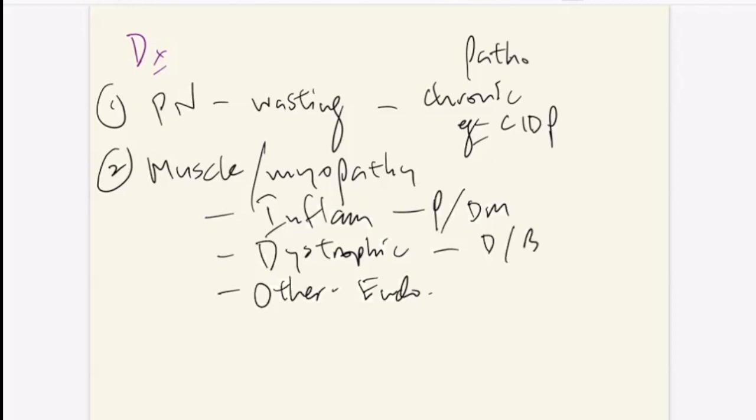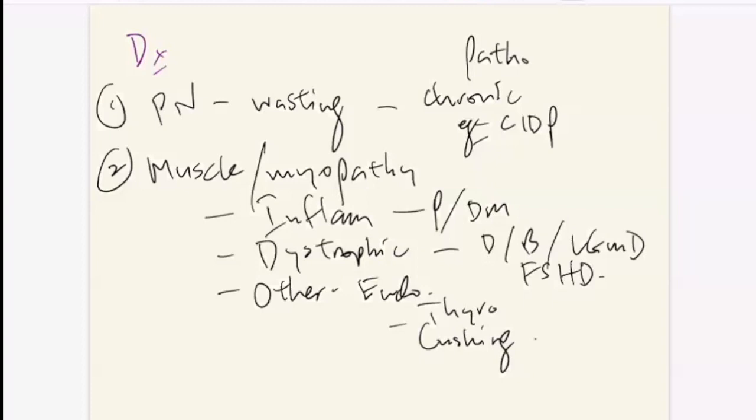Duchenne, Becker, correct. And then limb girdle as well, as mentioned just now, and facioscapulohumeral. Yeah, remember to look at the face. FSHD. Endocrine are usually thyroid disease, thyrotoxicosis, or Cushing. For example, they can have proximal weakness, but usually no wasting.